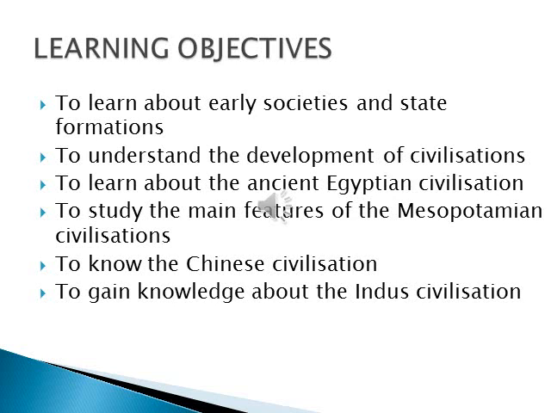In this lesson, first you will learn about early societies and state formation. Second, the development of civilization. Third, you will learn about the 4 civilizations that developed during that period. After the Neolithic period, civilization developed. Among the various civilizations, 4 are major: Egyptian, Mesopotamian, Chinese, and Indus Valley civilization. We will discuss each in detail.